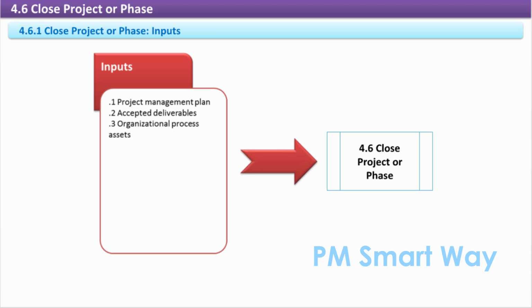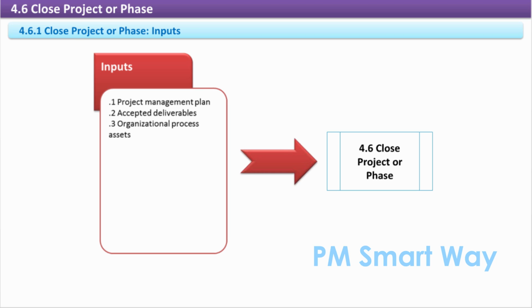Close project or phase. Inputs. Project Management Plan. The project management plan details how the project will be executed, managed, and controlled, including many subsidiary plans as to how changes to major project components, such as scope, budget and schedule, will be handled, and how important factors such as communication, risk, and quality will be managed. The project management plan is the key source of information relating to project management for the project. Accepted deliverables. These are the deliverables that have passed scope verification.